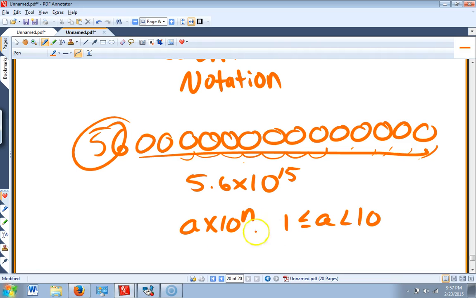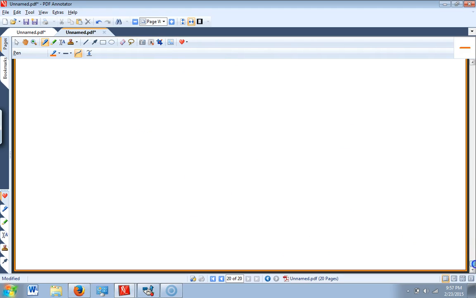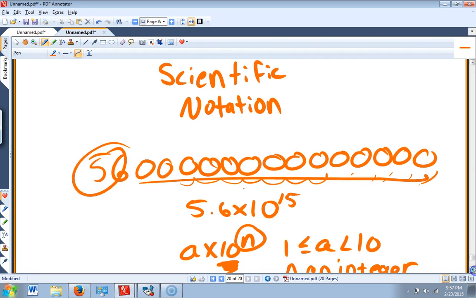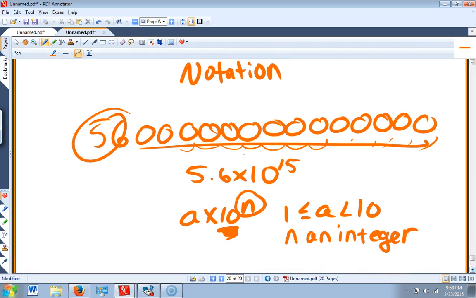Okay, and then n, the exponent on 10, and this is always 10. It can never be anything other than 10. It has to be 10. But the n has to be an integer. So that means positive and negative whole numbers. Okay? So, we have that. Glad we got that. So, the function of scientific notation is to condense these big and very small numbers.